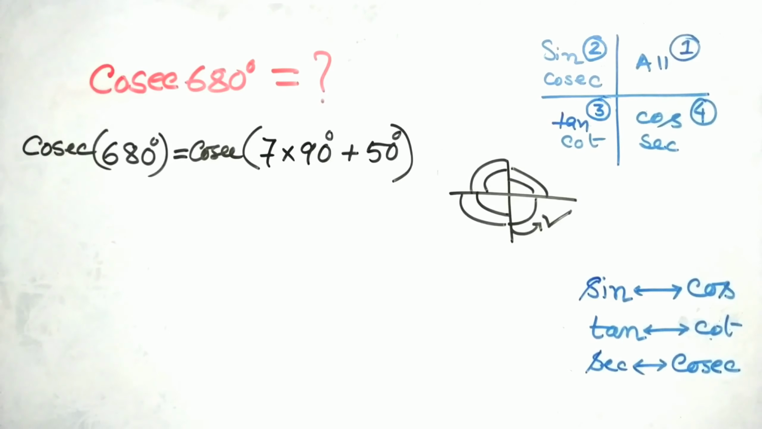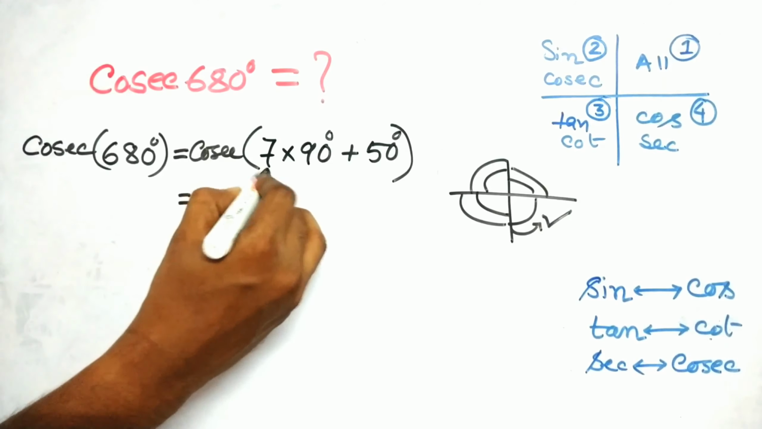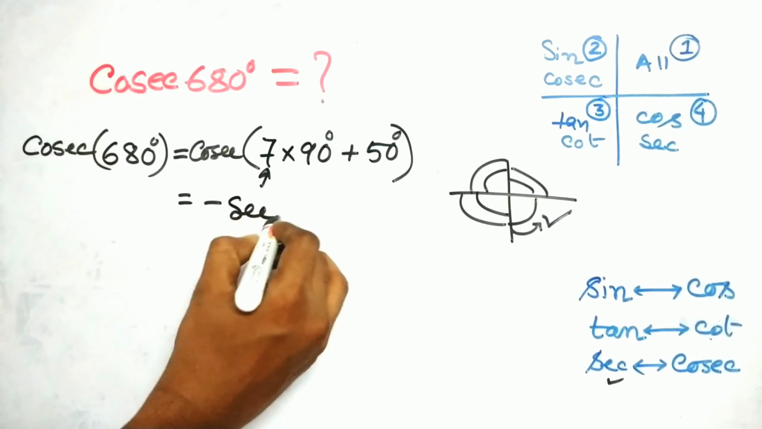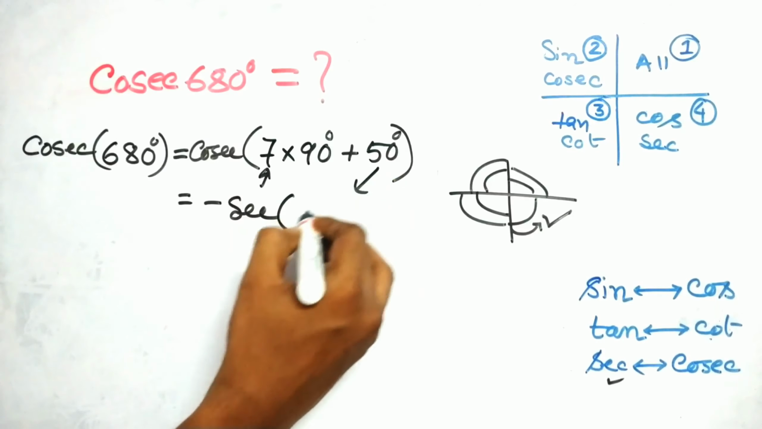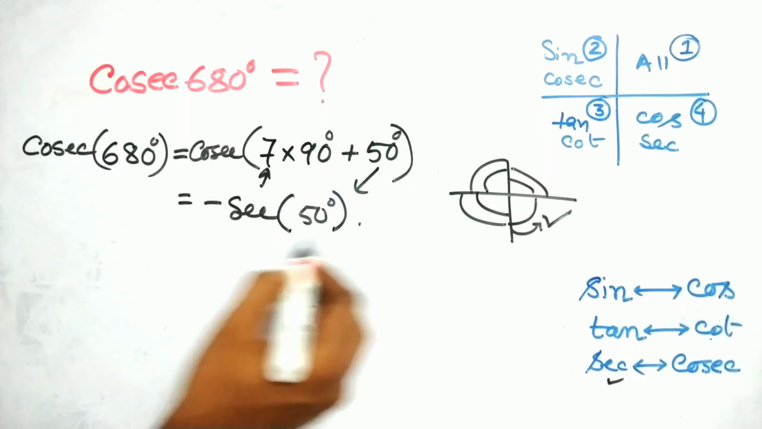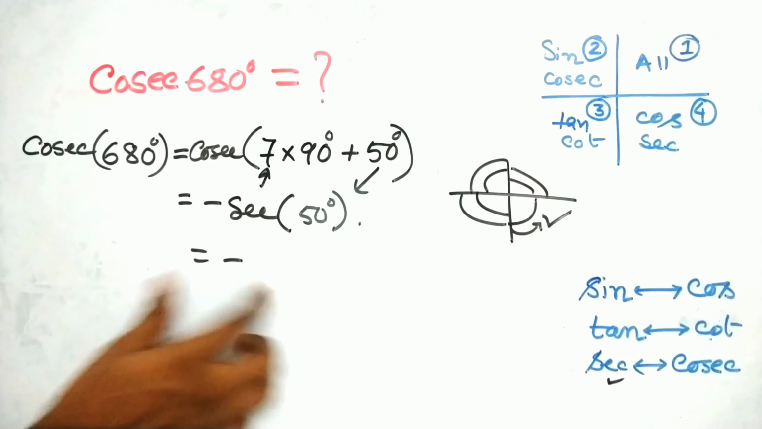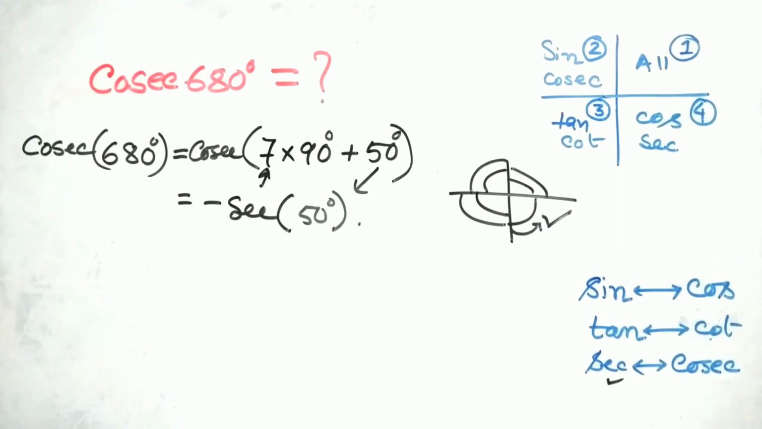So that is why we have to keep a negative sign, and since this is odd multiplier of 90, you have to take sec, and this 50 will come here. So this is minus sec 50 degree, and since you don't know the actual value of sec 50 degree, you have to use calculator or the logbook.